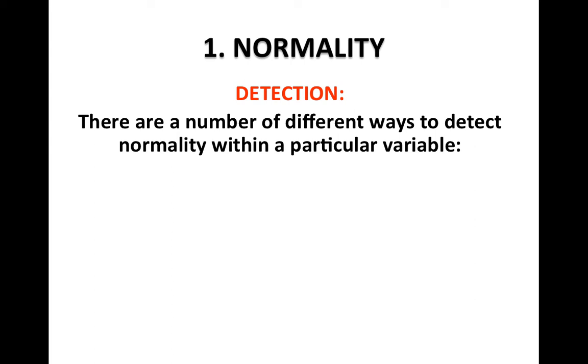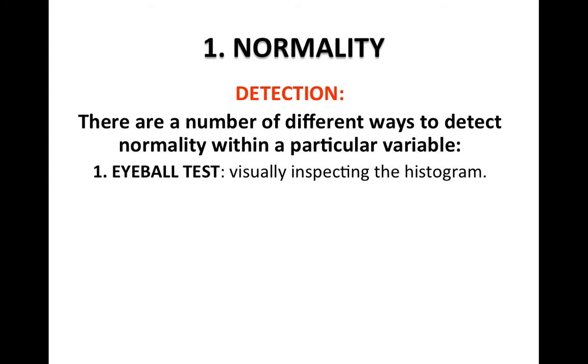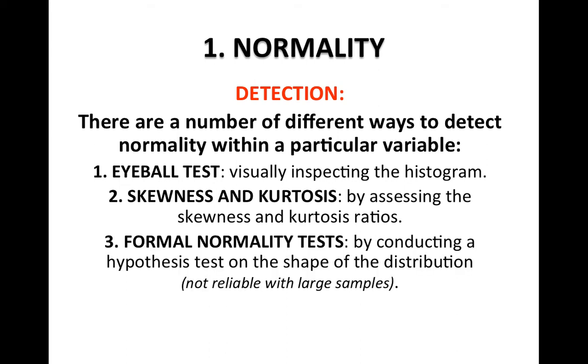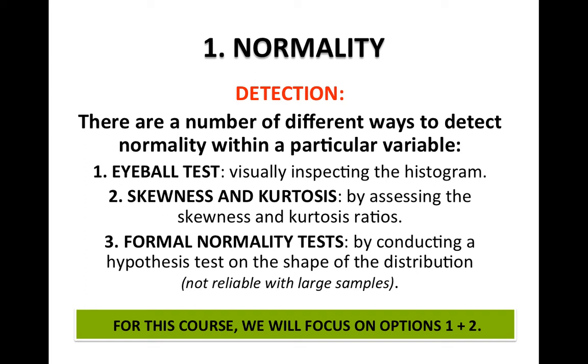However, there are different ways to detect normality within a particular variable, and you should always look at these. The first is the eyeball test, where you just inspect the histogram. The next is to calculate skewness and kurtosis. And finally, the third one is to do a formal normality test. However, for this course, we will only use 1 and 2. Number 3 you won't need to worry about.